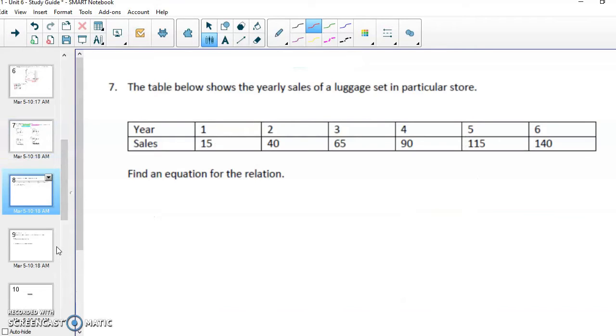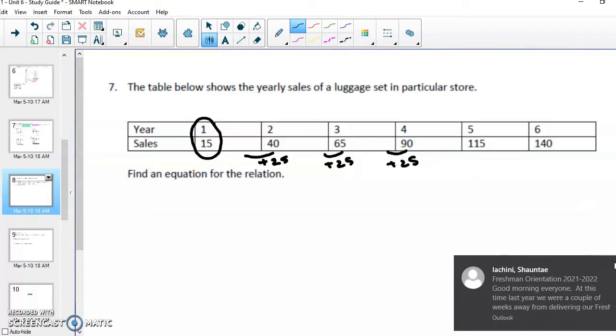The table below shows the yearly sales of a luggage set in a particular store. Find an equation for the relation. Remember, we want to have our starting point, and then we want to see what we are going up by. Can we find a pattern? So we can. We're going up by 25 every time.